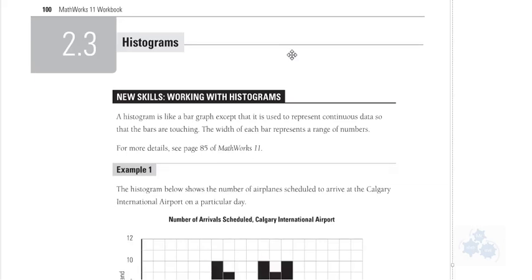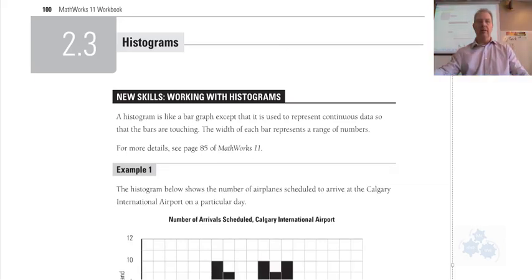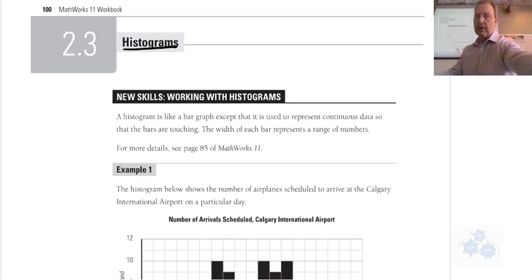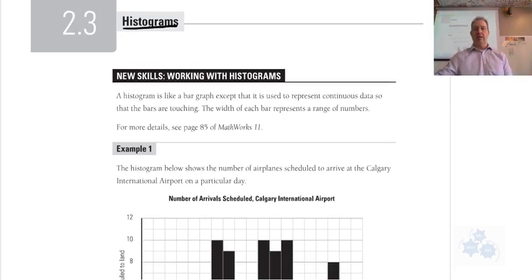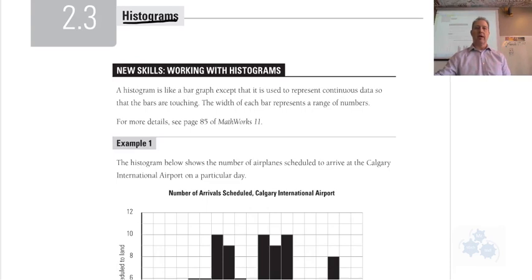So we look at 2.3, and 2.3 is titled Histograms. So a histogram is actually, as I mentioned, very, very similar to a bar graph. People think that histograms and bar graphs really are the same thing. But there's a slight difference. Histograms are like bar graphs except that they are used to represent continuous data. So the bars are always touching.